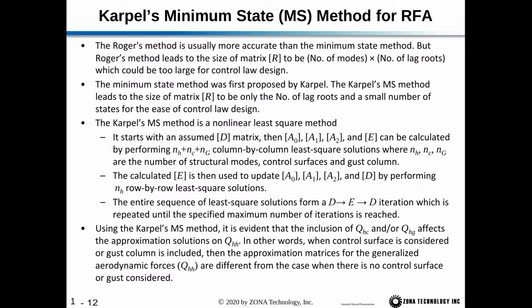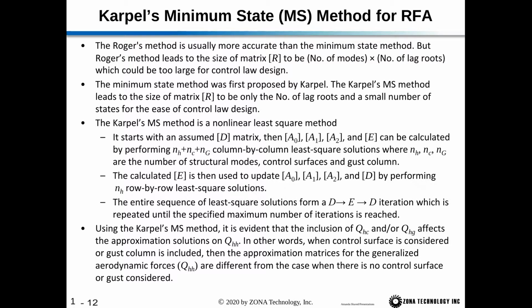The minimum state method was first proposed by Karpel, and Karpel's minimum state method leads to the size of the R matrix being only the number of lag roots, which is a small number of states for the ease of control law design. Now, Karpel's minimum state method is a nonlinear least square method.